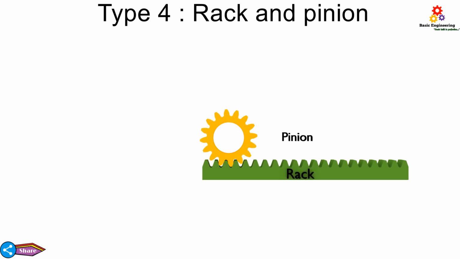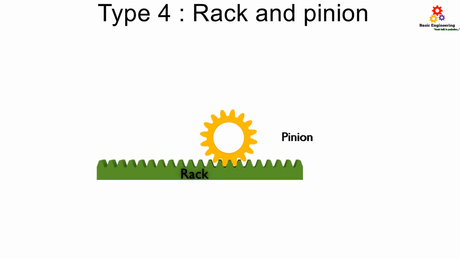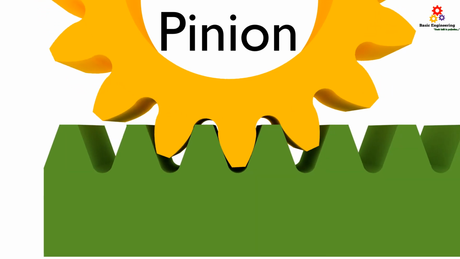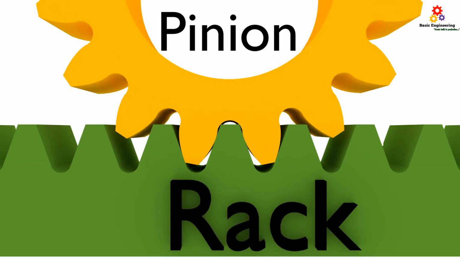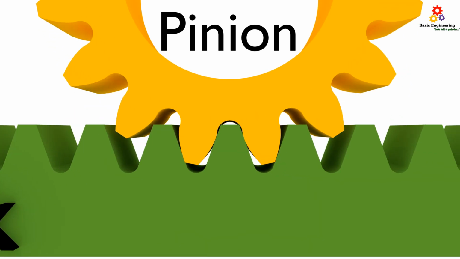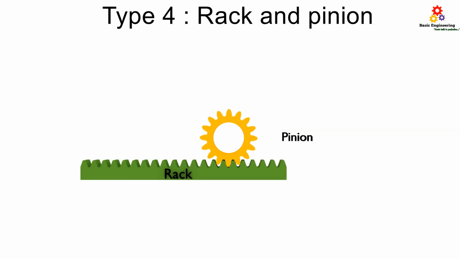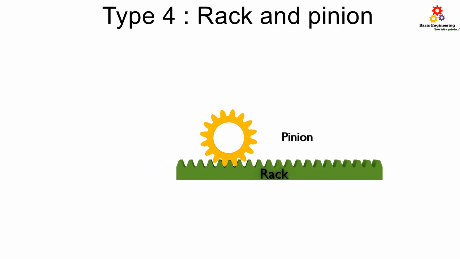Fourth is rack and pinion type gear. Rack is a segment of gear with infinite diameter. The teeth are spur or helical, that is, teeth are parallel or inclined to the axis of the pinion. This gear pair is used to convert rotary motion of the pinion into reciprocating motion of the rack, or reciprocating motion of the rack into rotary motion of the pinion.